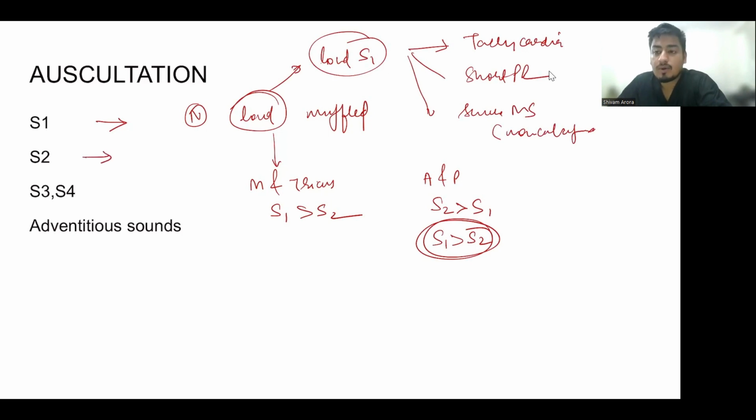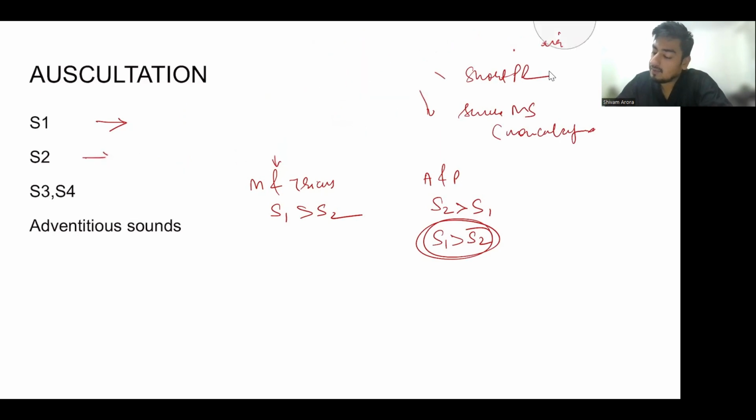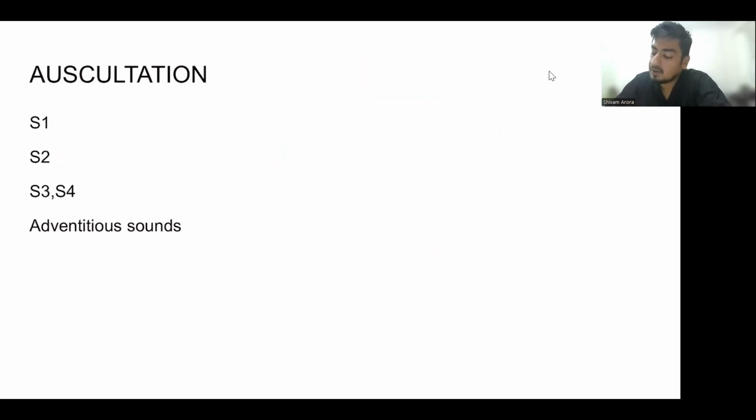Similarly, we have to tell about S2, whether S2 is normal or not, along with the splitting. And we have to comment on P2 as well. First of all, we have to tell whether the splitting is normal or not. Splitting is generally heard in the pulmonary area. Why? Because S2 has two components, A2 and P2, but P2 is very soft, so P2 is generally not heard in any area other than the pulmonary area. So for splitting, we have to auscultate in the pulmonary area.